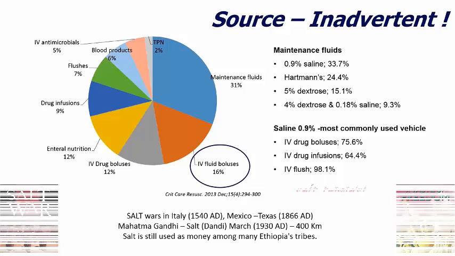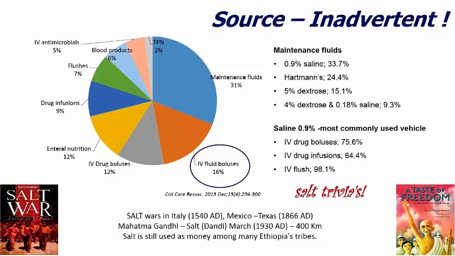Now salt has been the center of wars in the past. 2 major wars have been fought on salt. People from the subcontinent may know about the Salt March. Mahatma Gandhi walked for 400 kilometers to liberate salt against the taxation rule of the British Empire. Salt is still used as a currency in many Ethiopian tribes.